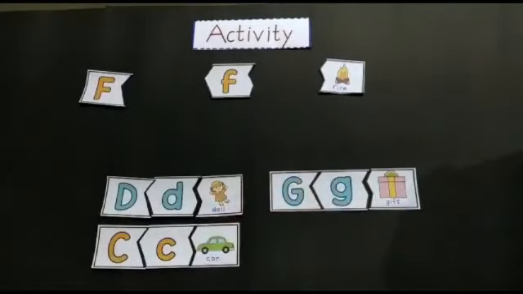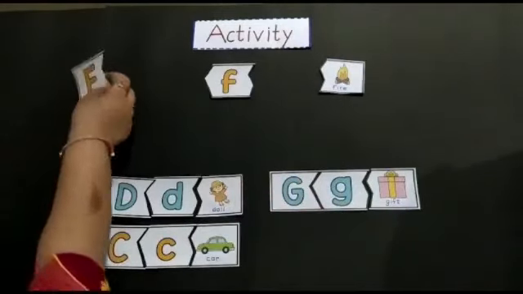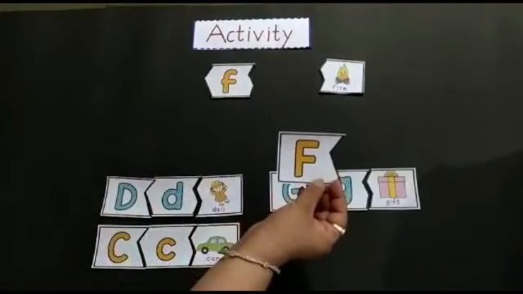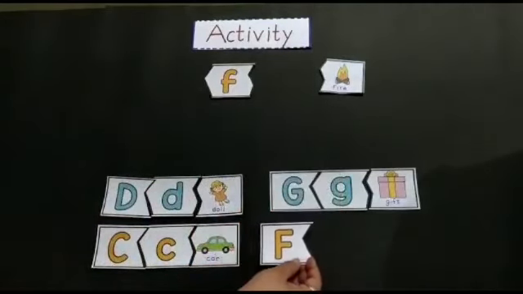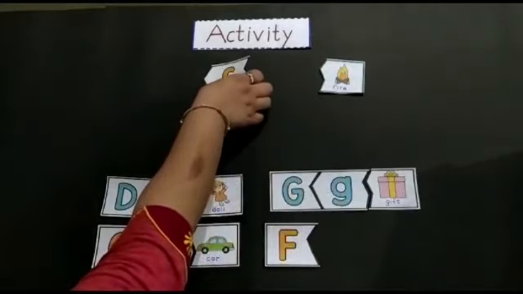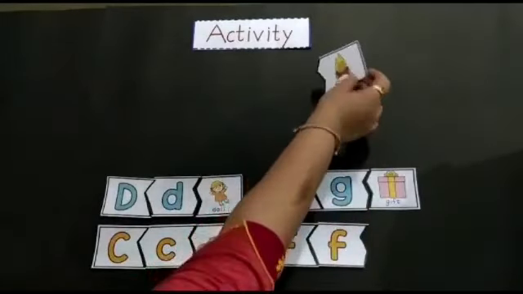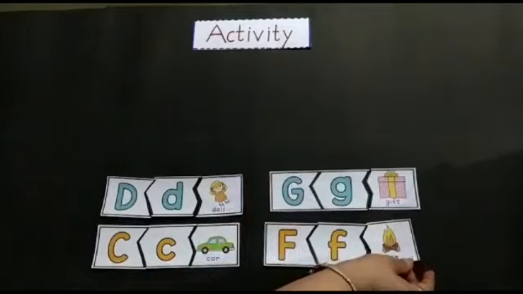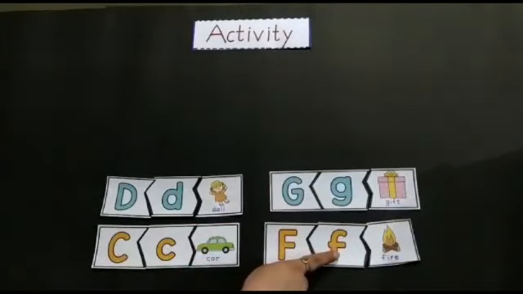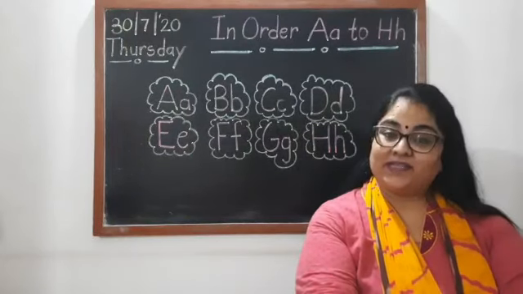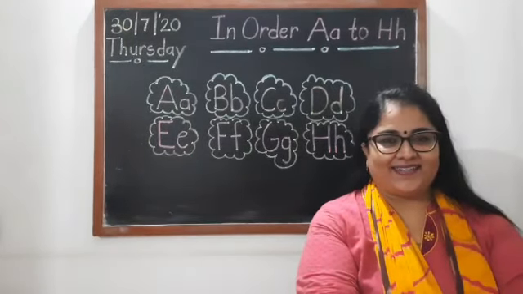And let us complete the last puzzle. Now tell me, which alphabet is this? This is capital F. Where is small f? Here is small f. And F for fire. Capital F, small f, and F for fire. Our puzzle is complete, right? So we have completed all the puzzles like this. I hope my children have enjoyed the activity.